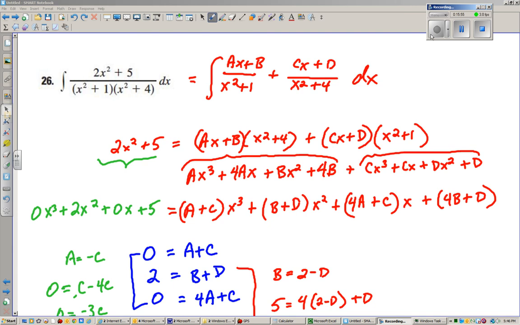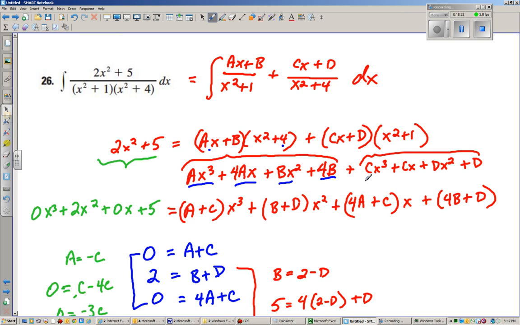So if you look on the right side, if you pulled things together, you would have ax plus b would have to be multiplied by an x squared plus 4, and the cx plus d would have to be multiplied by the x squared plus 1. And then if you did the FOIL, and that's what's happening here on this next line, I'm simply doing the FOIL of ax times x squared is the ax cubed, and then the outsides gives me that 4ax, and the insides gives me the bx squared, and the last times the last is the 4b.